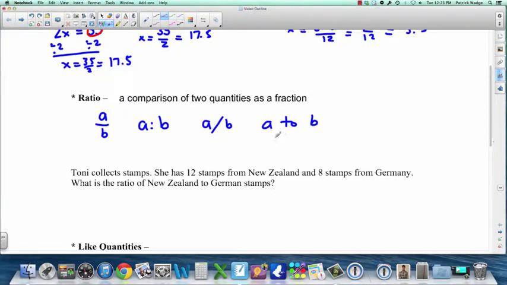The nice thing about this one is this is the way you say it in every single one of the cases. This means A to B. This is A to B. This is A to B. And this one's obviously A to B. So you're always going to say it like this.